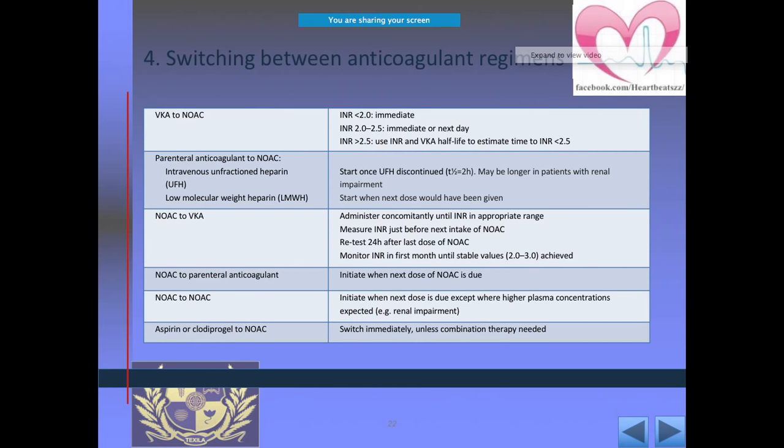Similarly, if someone is already on a NOAC and you want to switch over to a vitamin K antagonist, you can give both these drugs at the same time, and continue till the INR has reached the appropriate range. Then you can measure the INR just before the next intake of the NOAC, and retest again after 24 hours of the last dose of the NOAC.